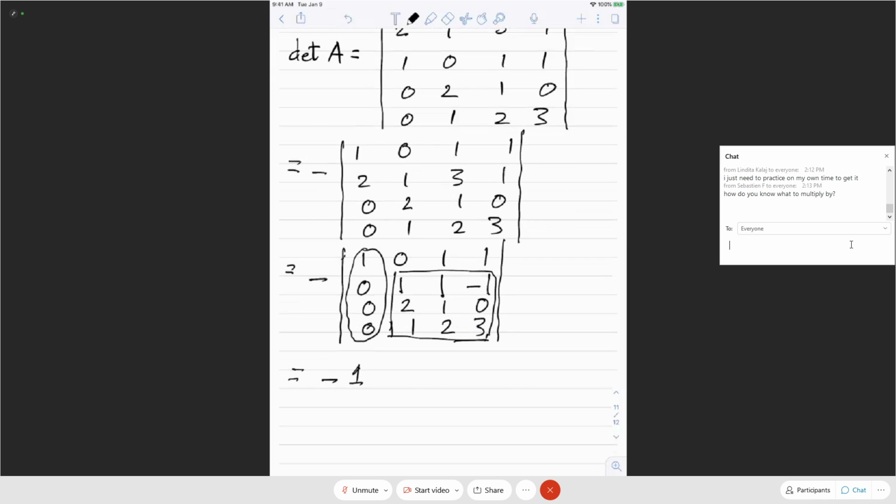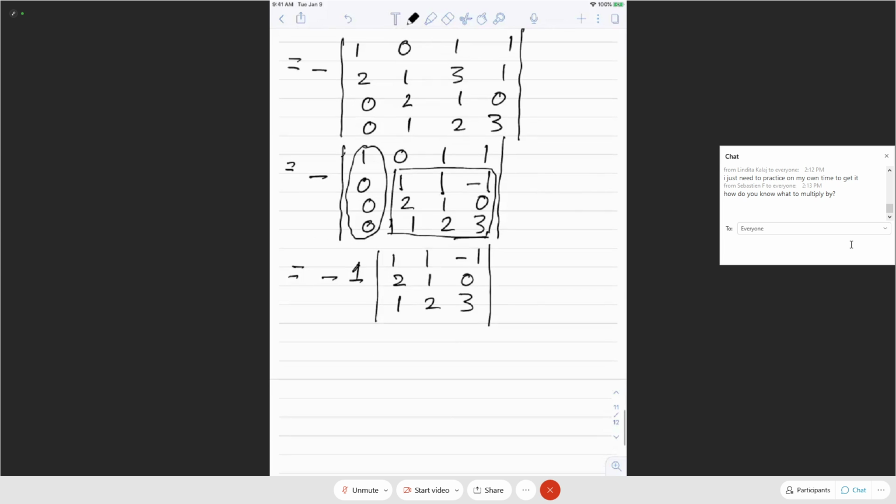But that's easy: 1, 1, -1, 2, 1, 0, 1, 2, 3. Now, you can do it very easily, but let us reduce this determinant. Let us have a little more fun. 1, 1, -1, 2, 1, 0, 1, 2, 3. See the fun. That is -1, 1, -1.